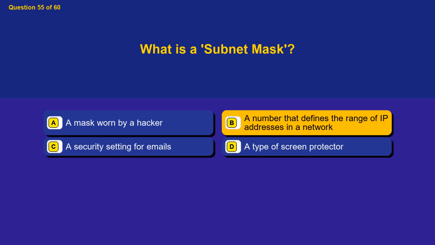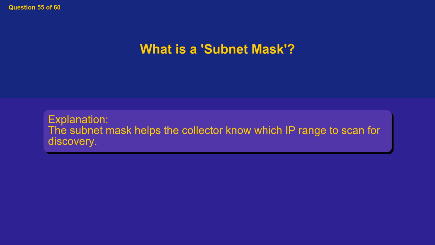The correct answer is option B, a number that defines the range of IP addresses in a network. The subnet mask helps the collector know which IP range to scan for discovery.